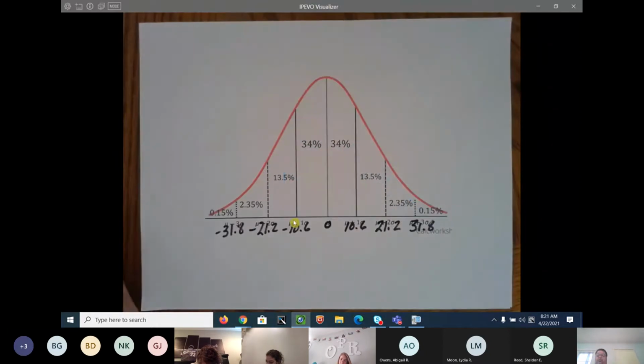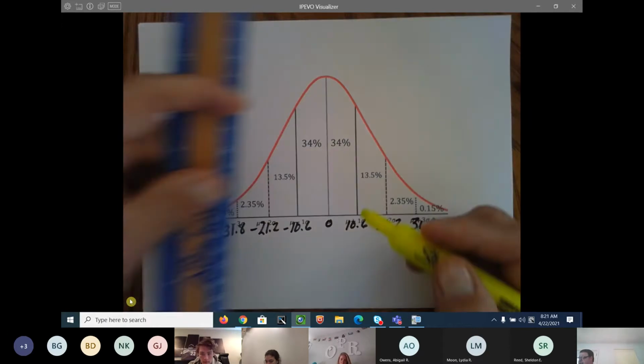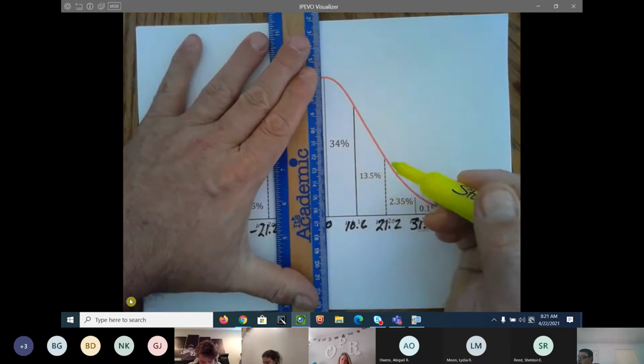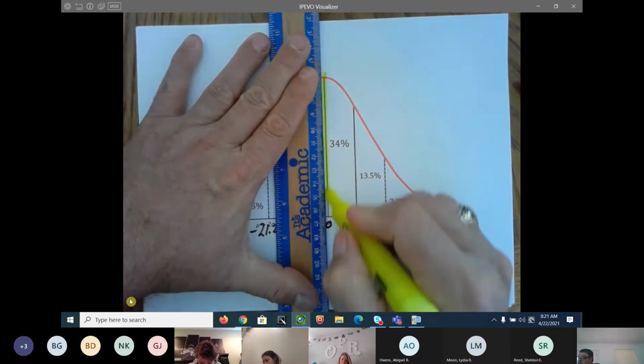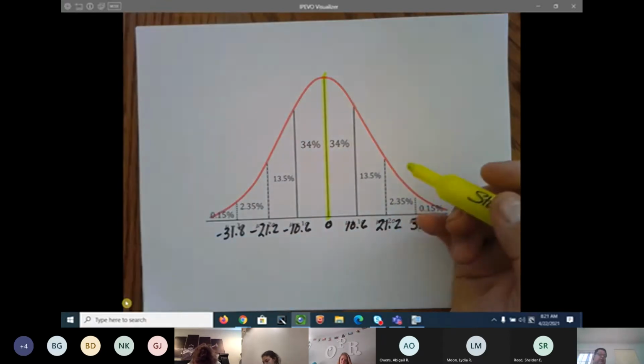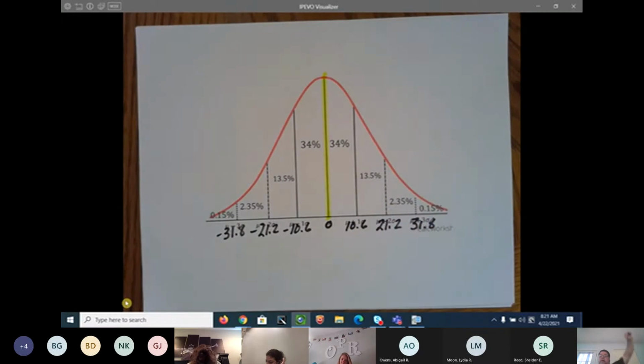Somebody tell me what 0 represents. The mean. In gambling with a point spread, the mean represents the game is very close. Write that down. The game is very close. So that yellow line represents that the game is very close, meaning that it's a tie, basically.